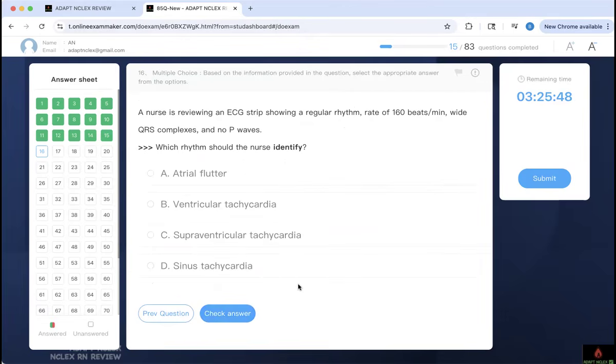And then, it's reviewing an EKG strip which shows what? Regular rhythm, rate of 160, and a wide QRS complex, and there is no P wave. Which rhythm should the nurse identify? Atrial flutter, ventricular tachycardia, supraventricular tachycardia, and sinus tachycardia. There's a way you can answer this question and you can never be trapped. So pay attention.